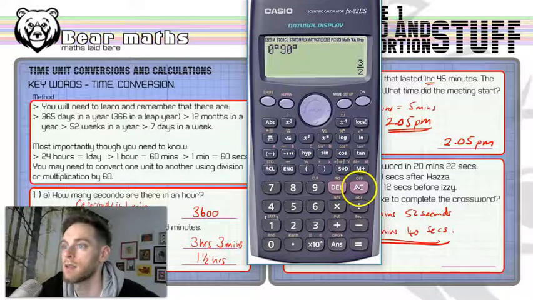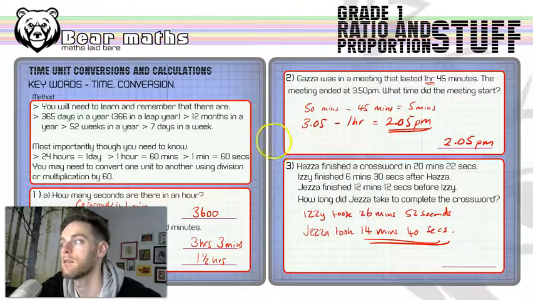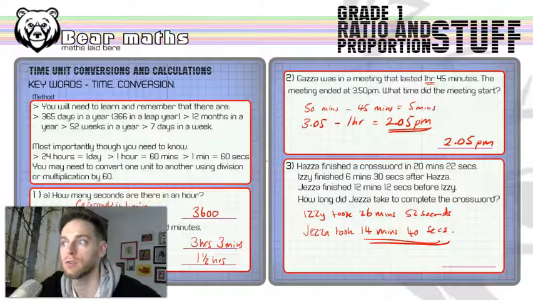There's the use of the time button on the calculator, and there's the first video in the ratio and proportion section, all about time and the conversions and the calculations that you can do with them.